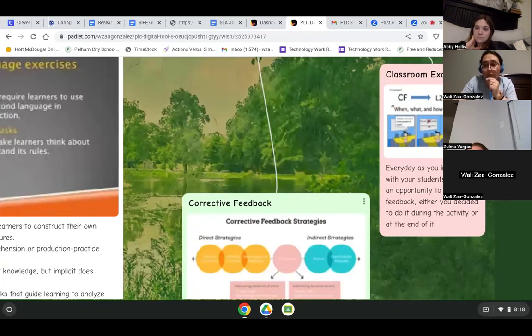As you interact with your students, you have an opportunity to give them feedback. Either you decide to do it during the activity as they are talking, or you wait until they're finished with everything and say, hey, that's not how you say it, you're going to do it like this. And this is it for me.